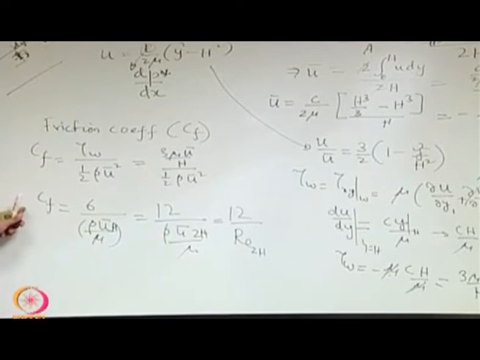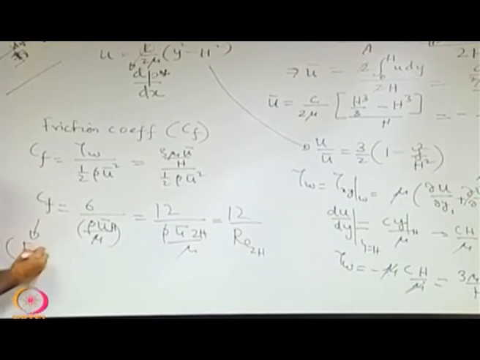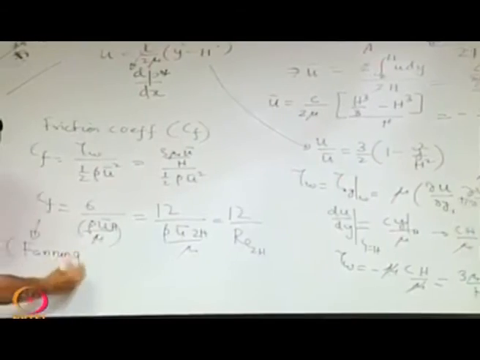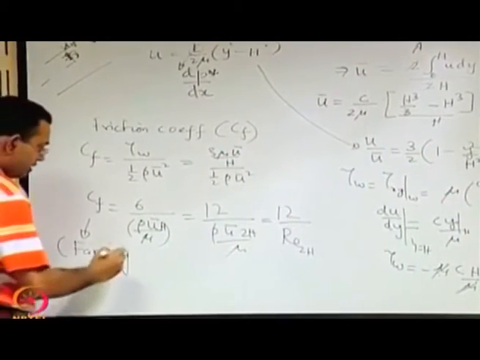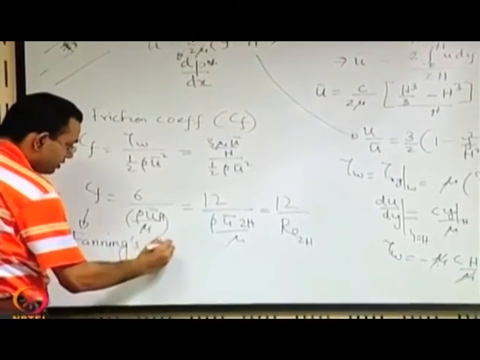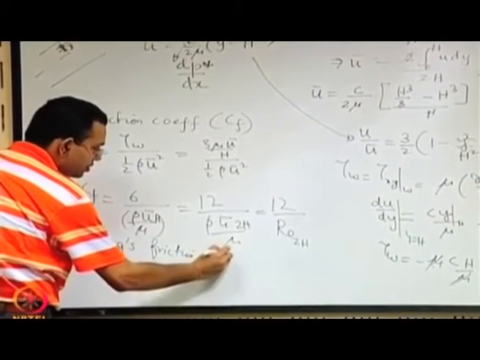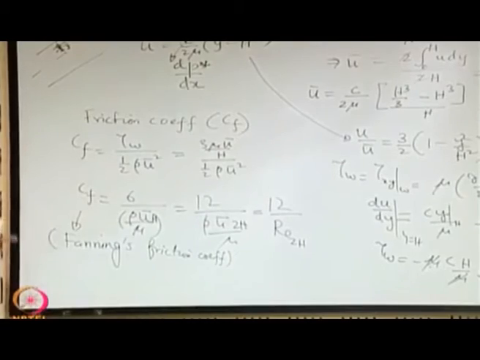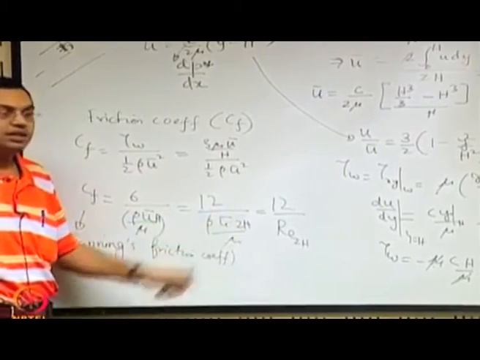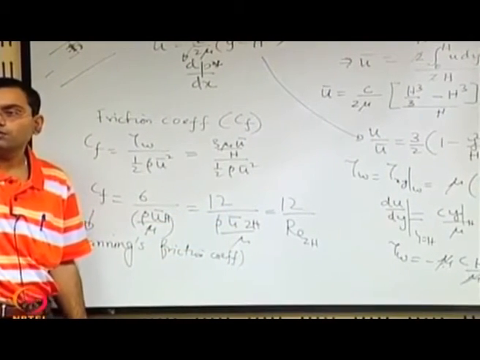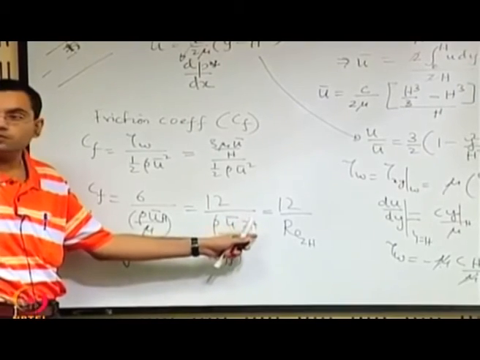So the non-dimensional friction coefficient, sometimes known as Fanning's friction coefficient, because Fanning was the person who first introduced this coefficient, is 12 by the Reynolds number based on a length scale which is the distance between the two plates.